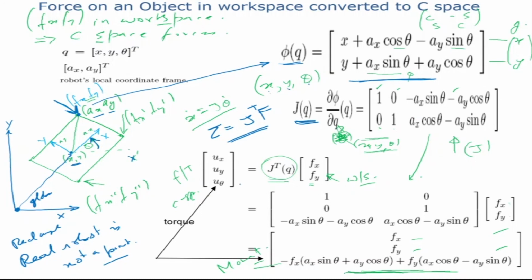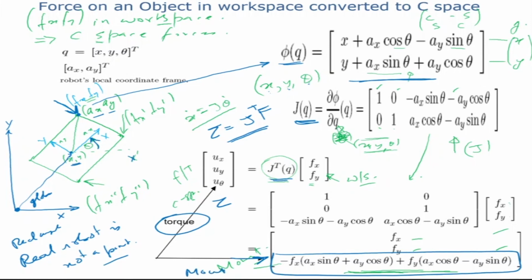Now my torque tau is equal to J transpose into F, and the final relation we get is this. So this is the moment which is acting at the origin of the global frame.